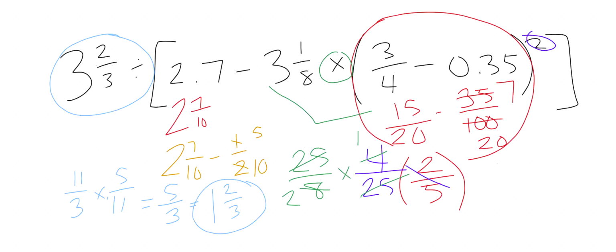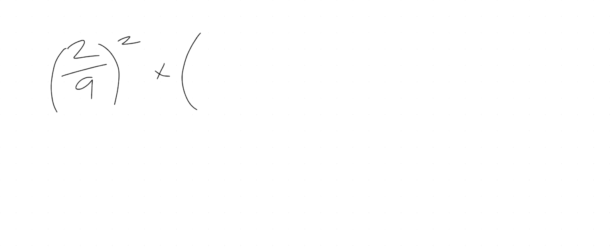Okay, any other problem you want to do? Page 78, number 3. Okay. Okay, go ahead and do that exponent first. How are you going to do that? It's 4 over 81. Good.